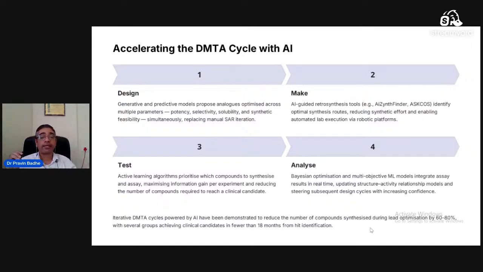So this cycle actually helps in reducing the number of compounds which need to be synthesized, because it is already optimizing the lead by about 60 to 80%. So that way, a highly optimized candidate can be taken into clinical study.